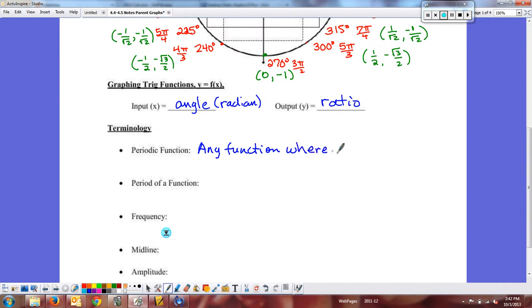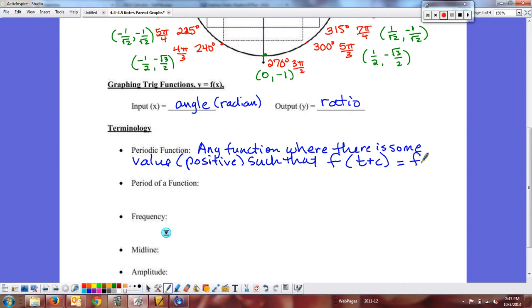where there is some value C, and because we're talking about the distance you're going to travel around the circle before you have a repeating pattern starting, it's a distance, so it's some value that is going to be positive, such that when I plug that new value in, I take the input and add that C to it, I get exactly the same function value as if I would have plugged in the original.